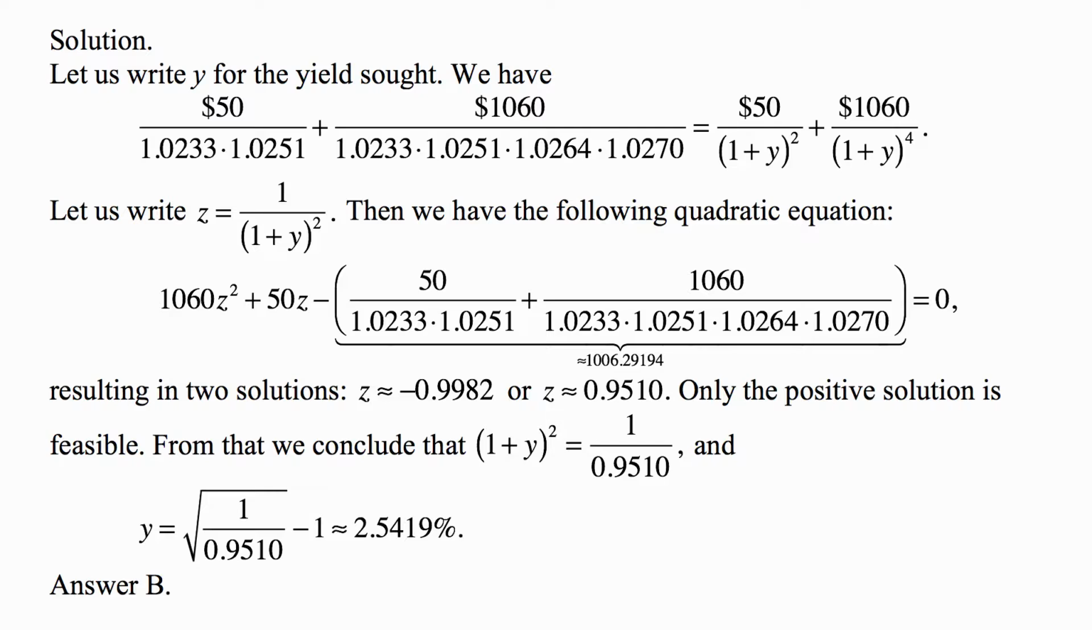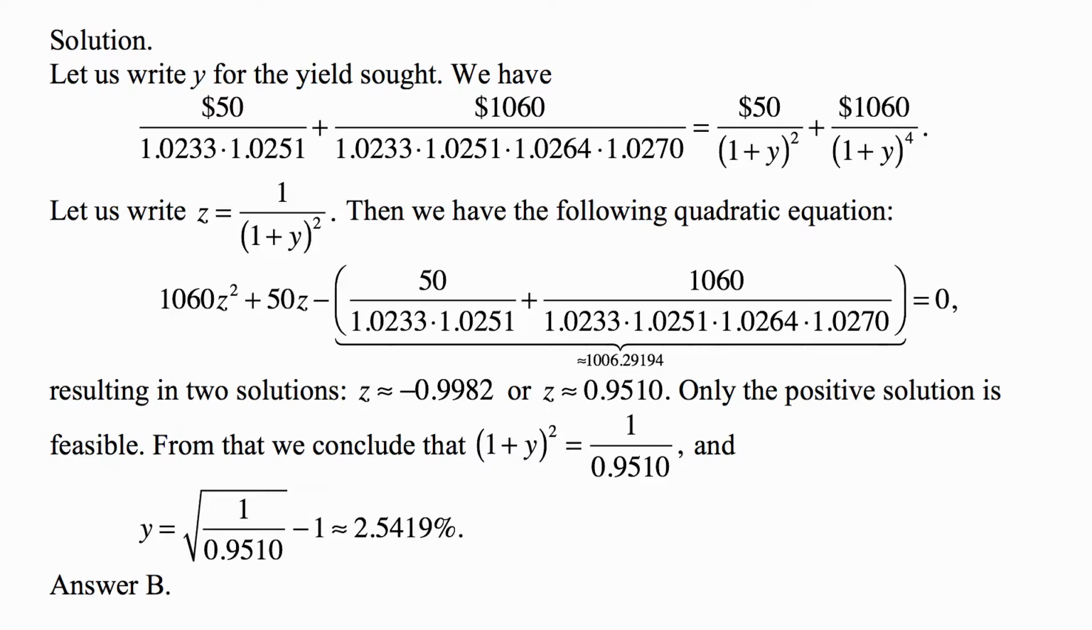50 is paid at time 2, and if we discount it using the forward rate from time 0 to time 1, and then the rate from time 1 to time 2, which is the first expression in this first equation that you see here, so 50 divided by 1.0233, this 1.0233 is using the forward rate from time 0 to time 1. And then that's multiplied by 1.0251, which is using the forward rate from time 1 to time 2. This expression is the present value of $50 paid at time 2.